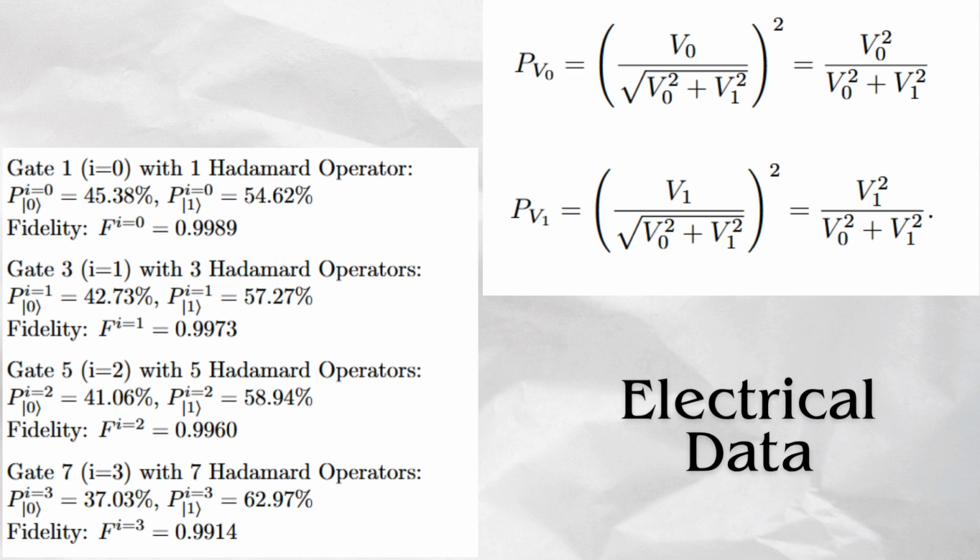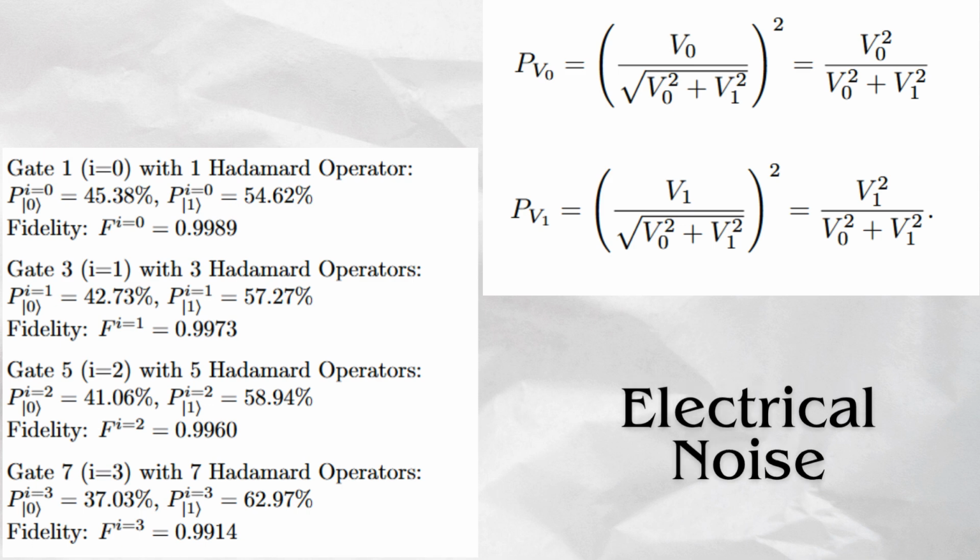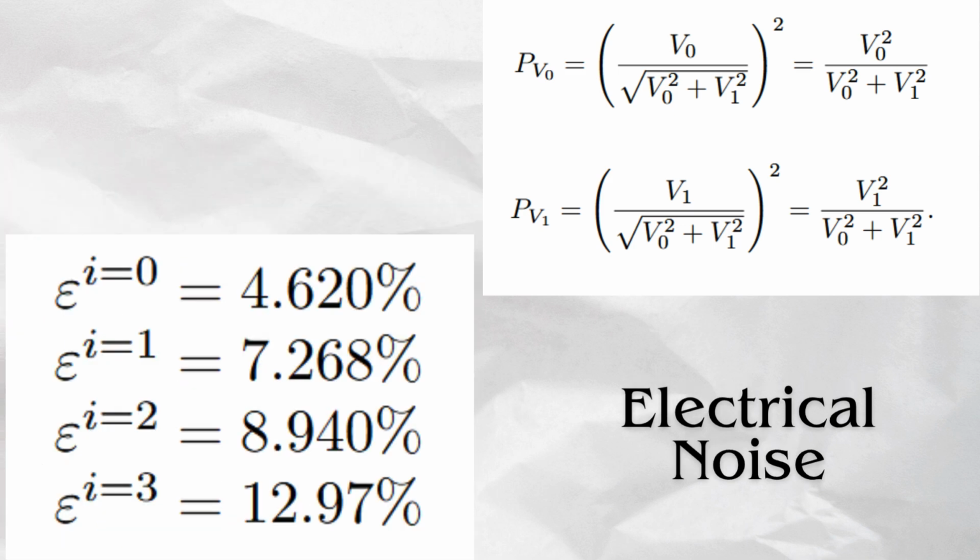We can simply calculate the fidelity values from the square of the components, which will represent the probability distribution of this electrical system. The calculated fidelity values are as follows. From these fidelity values, the noise in the electrical system is calculated to be as such.